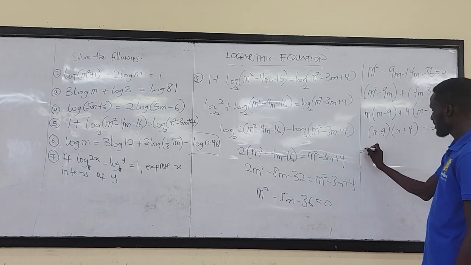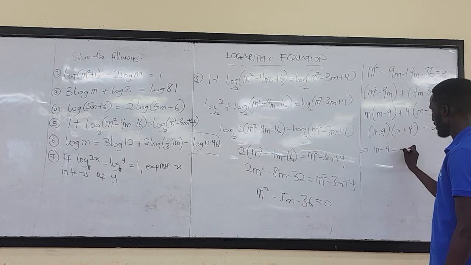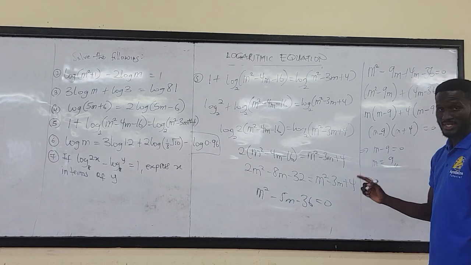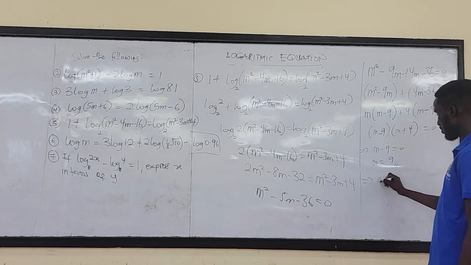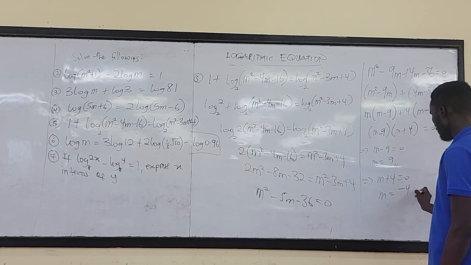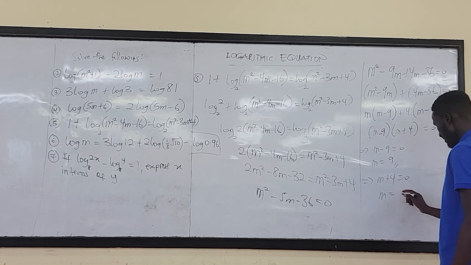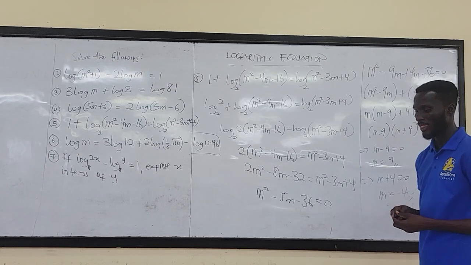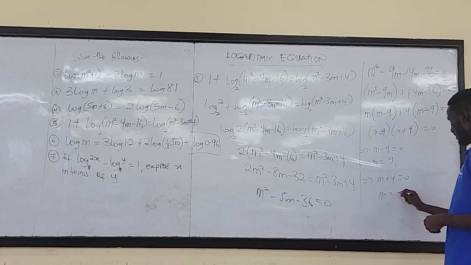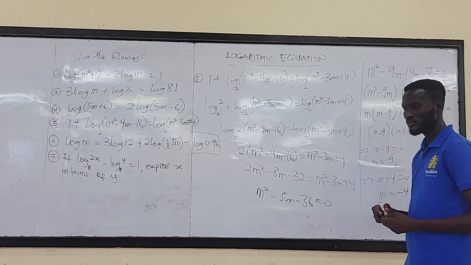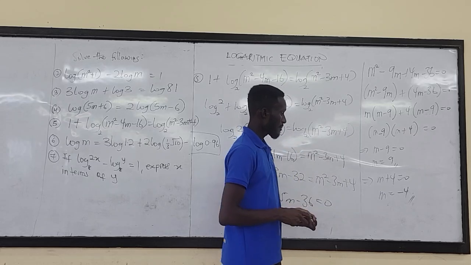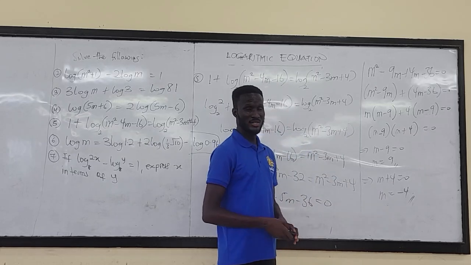Now at this point, we take the first bracket equal to 0, so it means m is equal to 9. Then we consider the second bracket, m plus 4 equal to 0. m is equal to what? Minus 4. Now we are getting two answers for m, and then you need to test, because the answers are supposed to satisfy the equation. So 9 and then negative 4. 9 will satisfy the equation, yes, but we need to consider the negative 4.